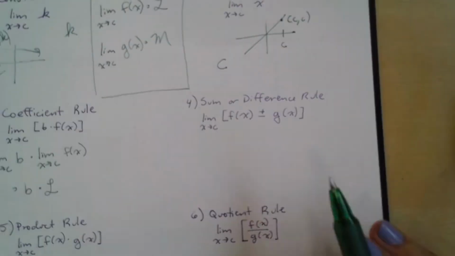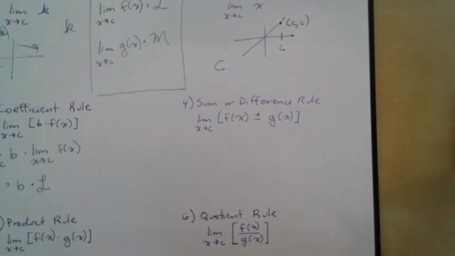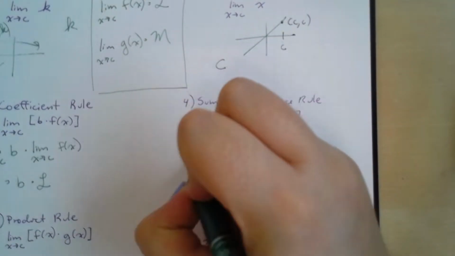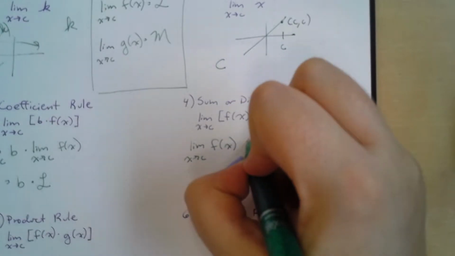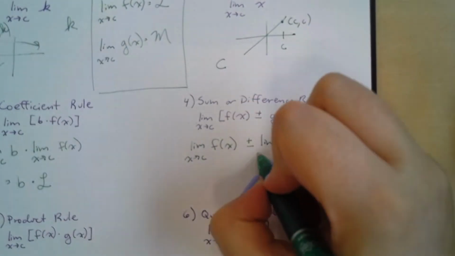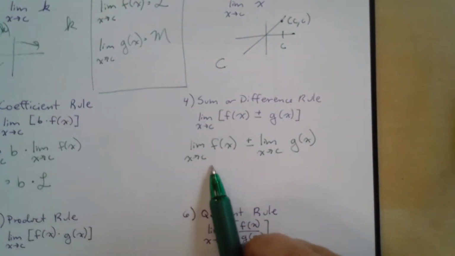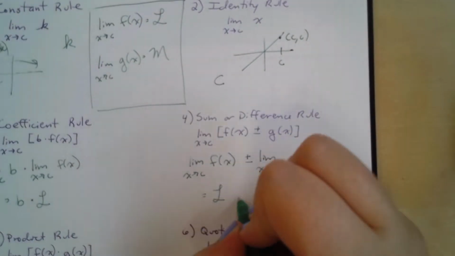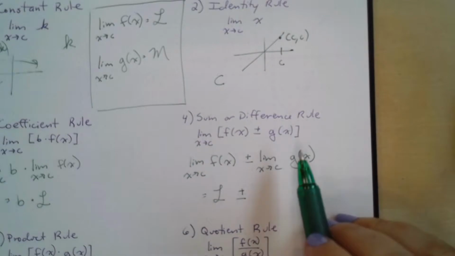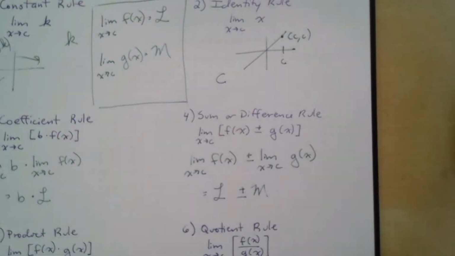We can also talk about the sum or difference rule. So the limit as x approaches c of f of x plus or minus g of x, we can rewrite that as the limit as x approaches c of f of x plus or minus the limit as x approaches c of g of x. We know the limit of f of x here is L, so this is going to be equal to L plus or minus M, since the limit of g of x is M. So you can see this is pretty intuitive.